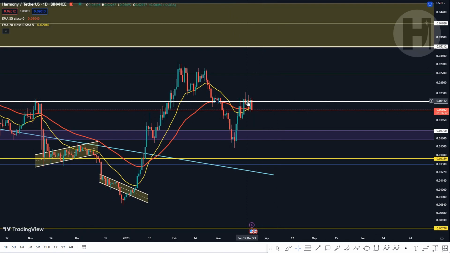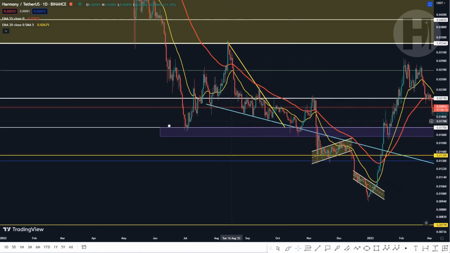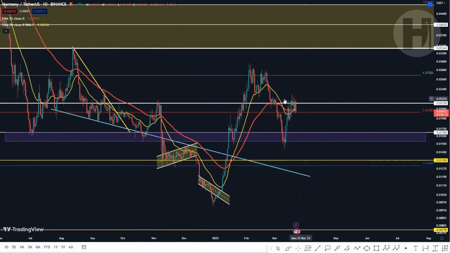And overall, we ran into this resistance at 0.02150 cents. And this was a major resistance back in November, back in September last year, back in September once again, actually. And yeah, this is a pretty important level for us to break. We did not manage to do that, unfortunately, over here. And we're looking for a further pullback.